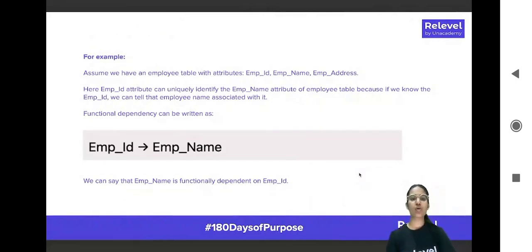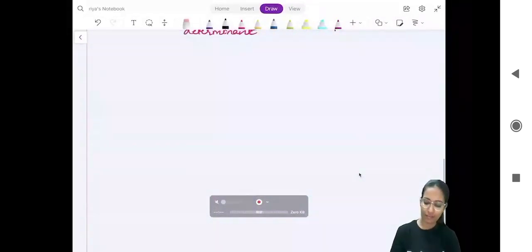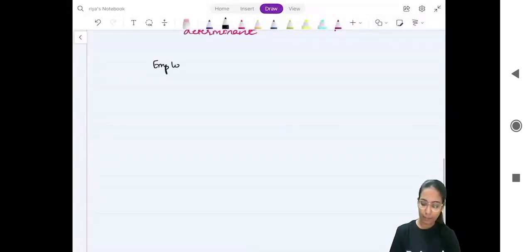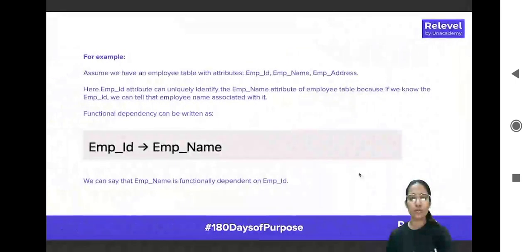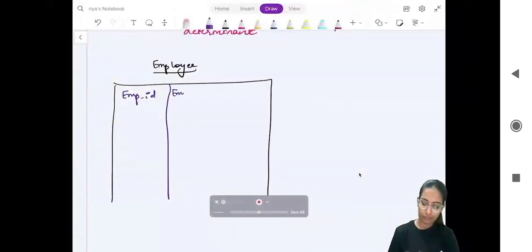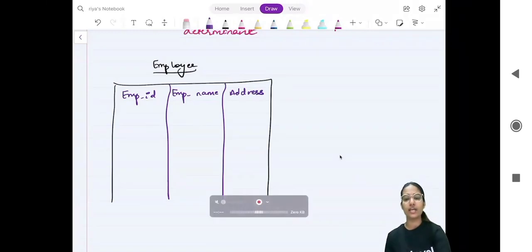Now let's take a look over here. Assume that you have an employee table with the attributes employee ID, employee name, and employee address. Okay, so we have, let's say, an employee table with these attributes. We have the employee ID. Okay, what else do we have? Employee name, and we also have the address of the employee.